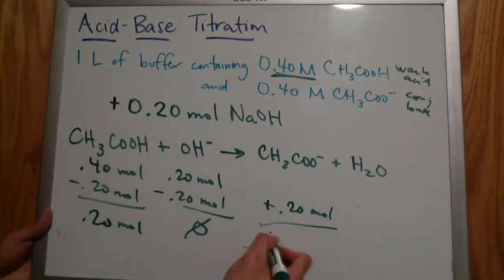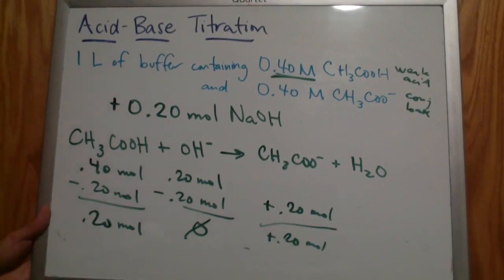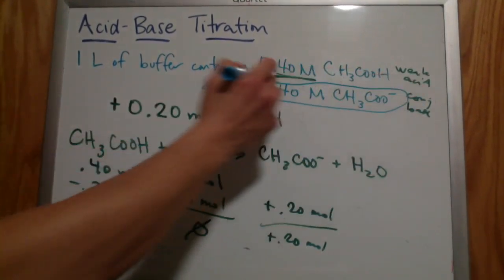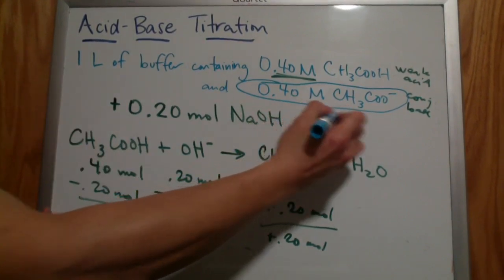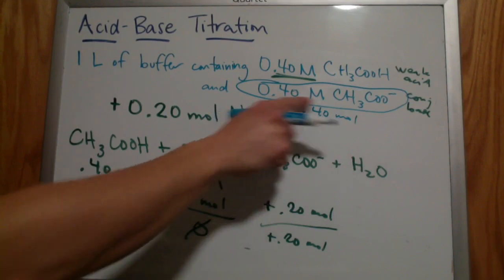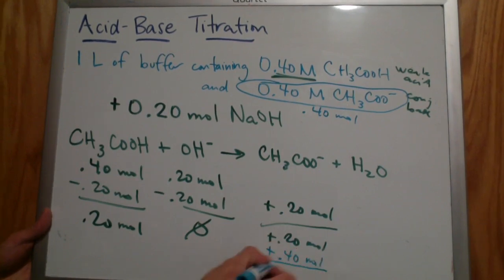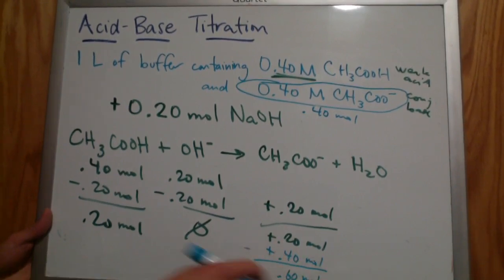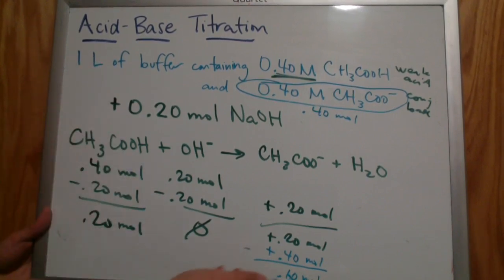And then we also make 0.20 moles of acetate ion. Now, what we have to also account for is that this acetate from the buffer was hanging around in the solution. So we take the 0.4 moles of this, since we multiplied 0.40 molar times 1 liter, and we also add that to the amount that was produced from the neutralization reaction. So we'd end up with 0.60 moles. And then since all these are divided by 1 liter, this is 0.2 molar, 0.6 molar.